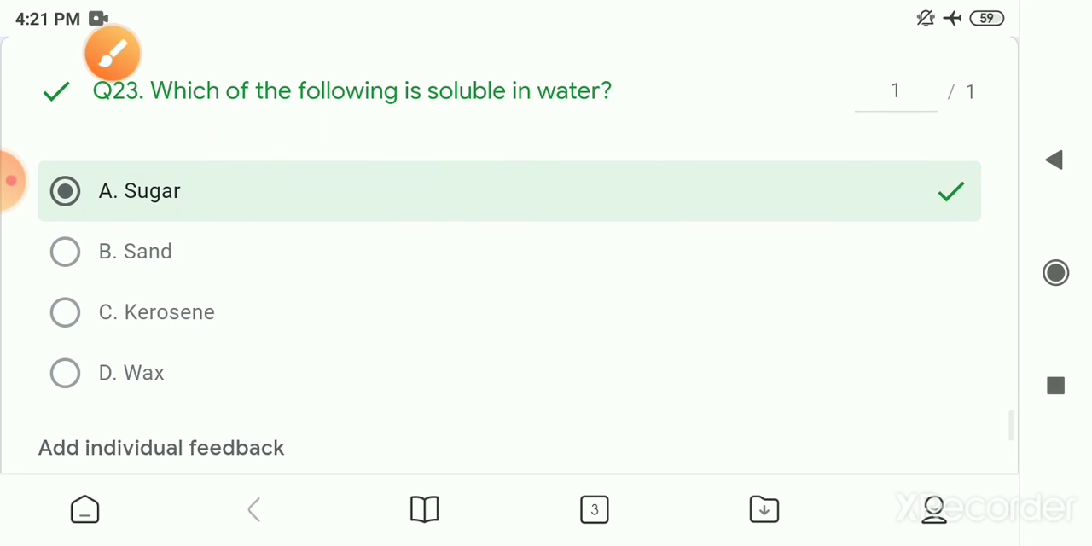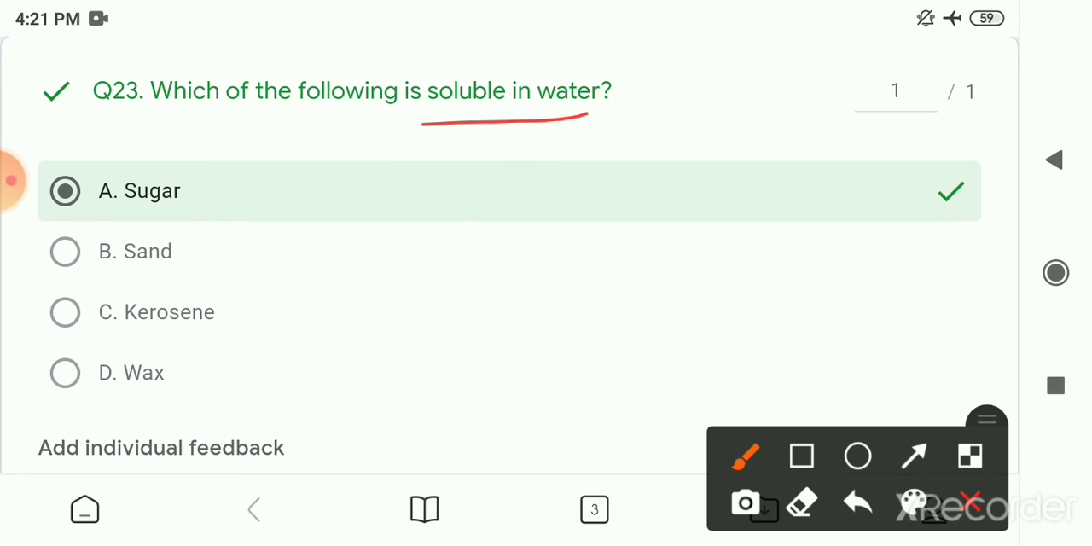Next, 23rd number, which of the following is soluble in water? That means it can dissolve in water. The options are sugar, sand, kerosene and wax. So your answer is option A, sugar. Sugar can dissolve in water. The rest of the options that cannot dissolve in water are sand, kerosene and wax. So here your answer is option A, sugar.